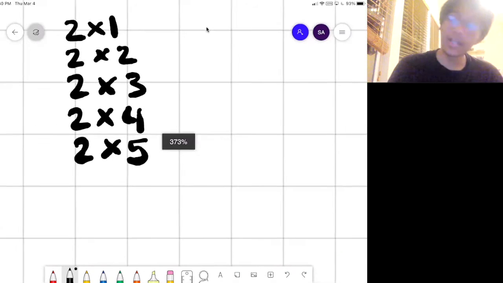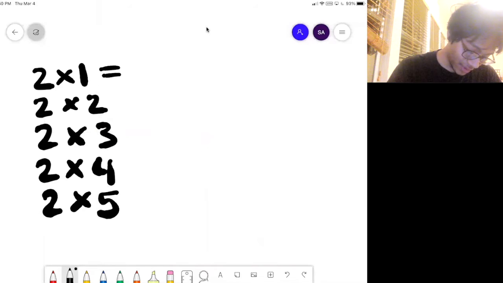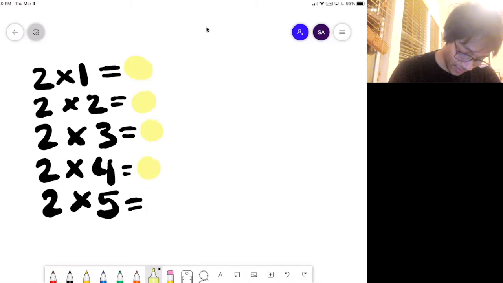We're not done. We're not even close to done. Okay, let me put the equal signs. I'm going to put some nice yellow boxes that we're going to fill in later. Wait, these boxes are really too big. So there we go. Let me just put circles.